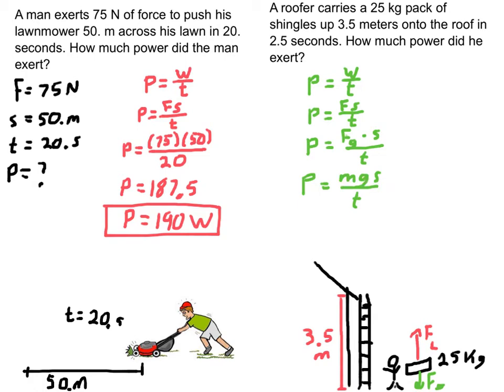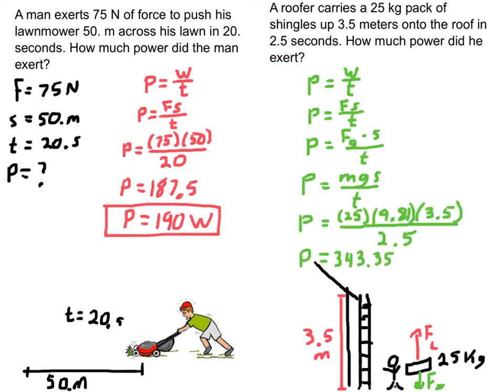Here I wrote S for displacement, but this displacement's going up vertically, a height, so we could make this mgh divided by time, the amount of energy we expend divided by time. Well, now I know everything here. I know my mass, 25 kilograms, gravity 9.81, displacement 3.5, and t 2.5 seconds, so I can substitute in my numbers and solve. And with 2 sig figs, I come out with 340 watts, watts being the unit of power.